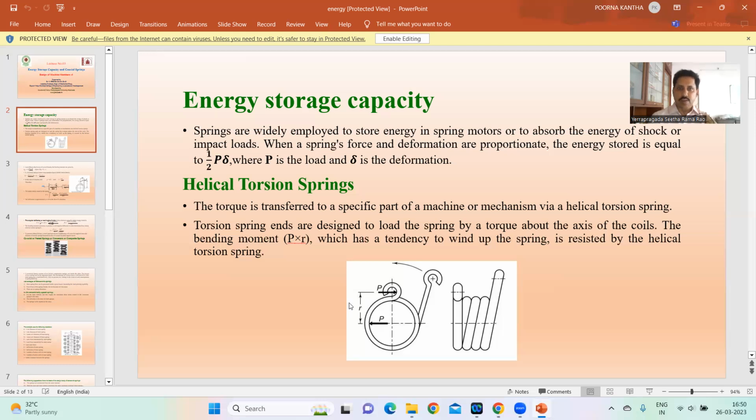Here in the helical torsion springs, we are finding the bending moment, that is P into R. It has a tendency to wind up the spring, and it is resisted by the helical compression springs. Just observe in the figure itself.